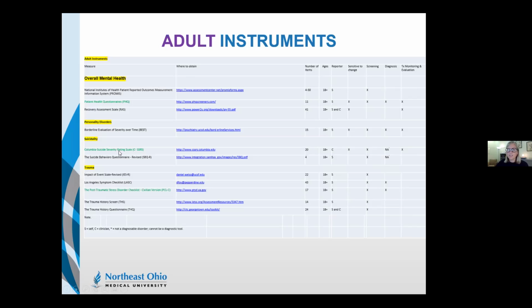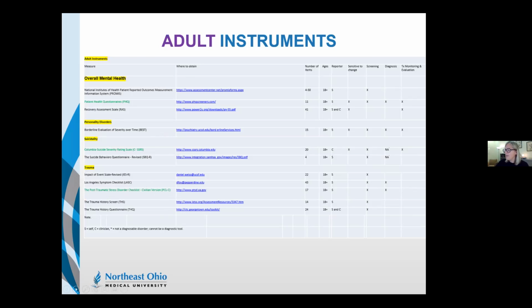So we have looked into the Columbia Suicide Severity Rating Scale. That is pretty prevalent in the mental health world that we work in, and also the post-traumatic stress disorder instrument. I know that when I worked in the hospital system, there was a trauma center associated with that, and they did use the PCL-C.